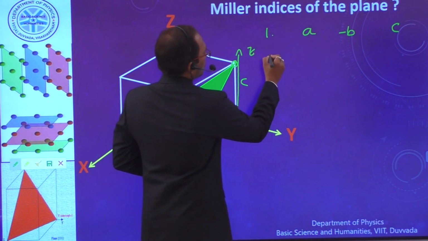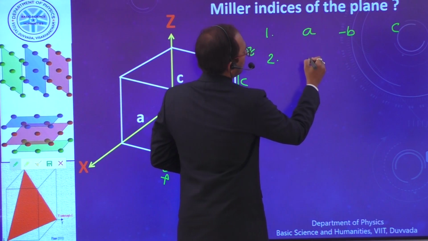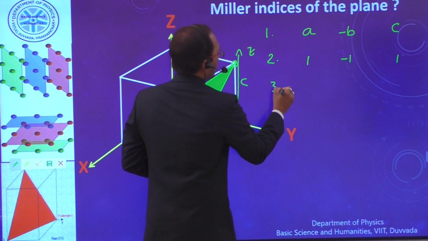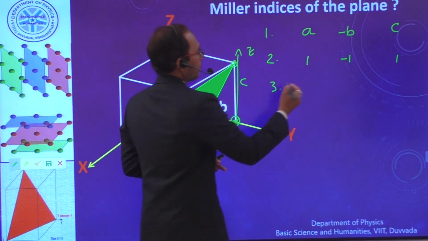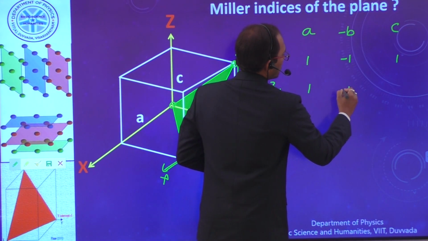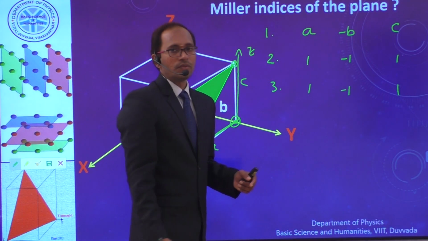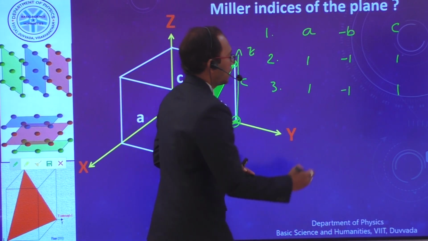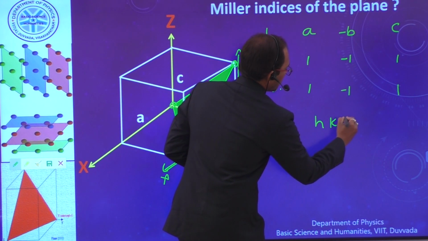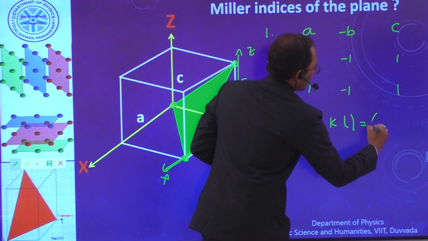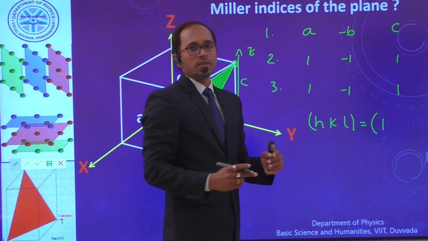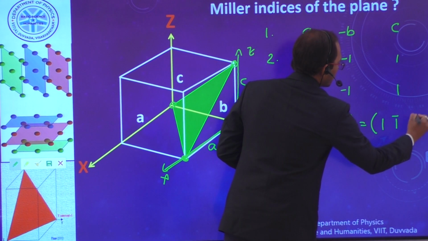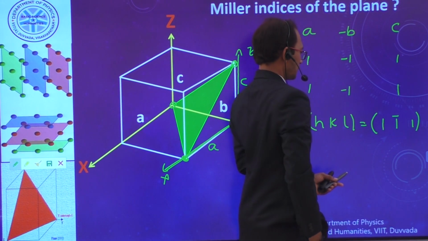Now step 2 is you have to divide with lattice parameter: 1, minus 1, 1. And third one, you take reciprocals: 1 by 1 means 1, minus 1 by 1 means minus 1, 1 by 1 is 1. There are no fractions. Directly you can write Miller indices HKL is equal to 1, minus 1, 1, and as per notation we have to write minus 1 as 1 bar.